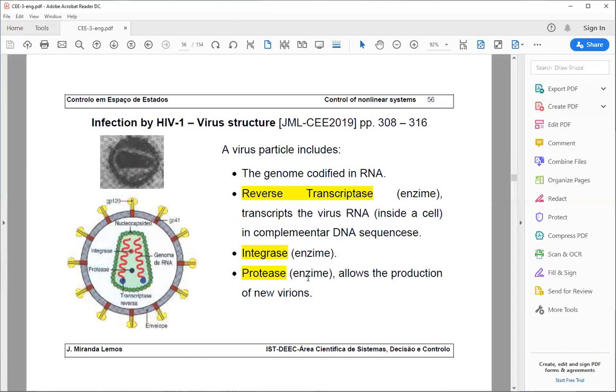So HIV-1 virus is what we call a retrovirus, and I will explain in a moment how it is made. It has a capsule, and this capsule has a number of proteins, in particular this GP120, that are used to connect the virus to the walls of cells that it infects. And inside, what do you have? You have the genome of the virus codified in RNA. You have a number of enzymes: reverse transcriptase, integrase, and protease.